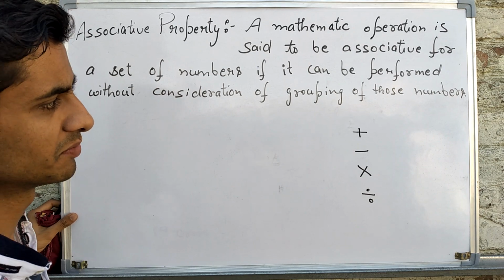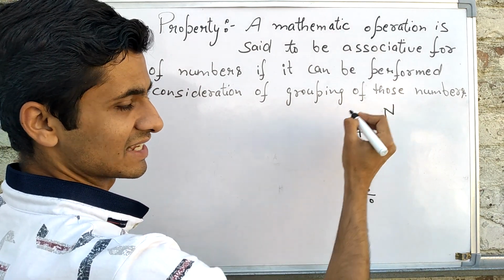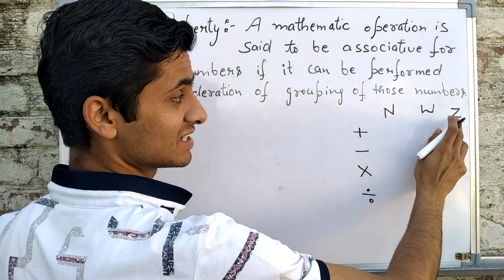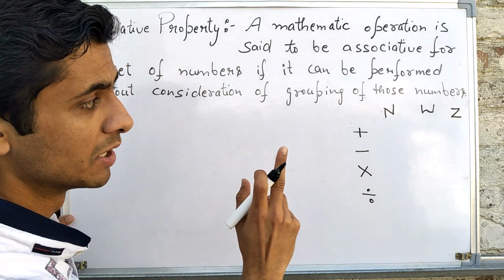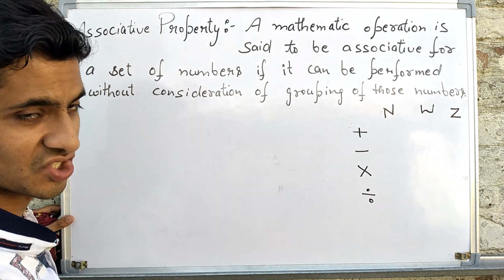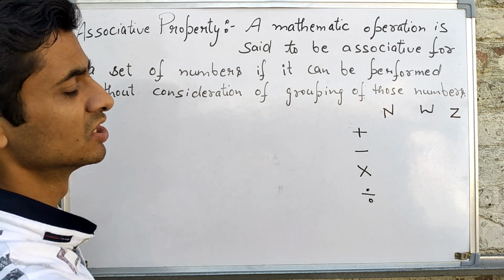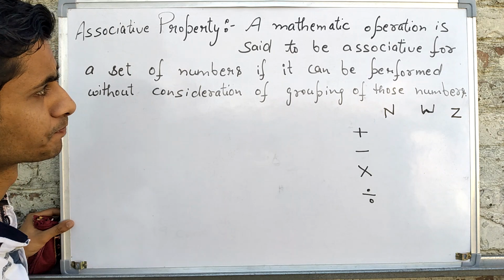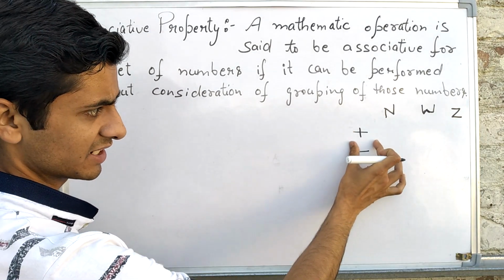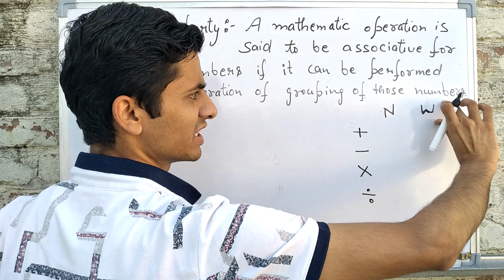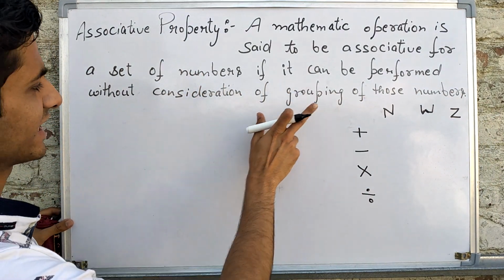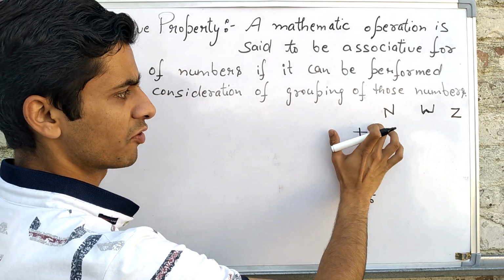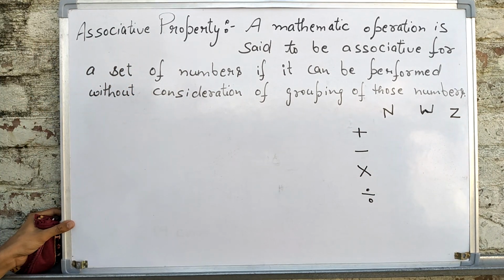What are the sets of numbers? We have a set of natural numbers, a set of whole numbers, and then a set of integers, the thing that we are concerned about. Properties of addition and subtraction of integers, that is our topic. So we will move from natural numbers through whole numbers, and we will reach integers. So it says that a mathematical operation is said to be associative for a set of numbers if it can be performed without consideration of grouping of those numbers. It means the operation can be performed without consideration of grouping of those numbers.